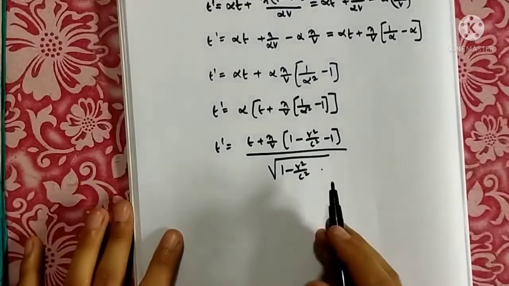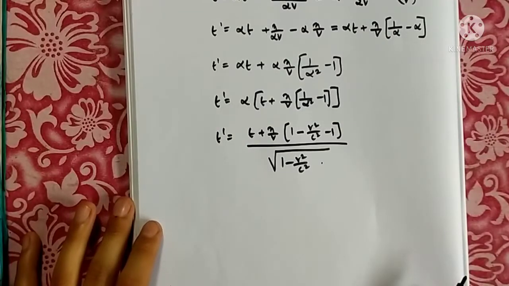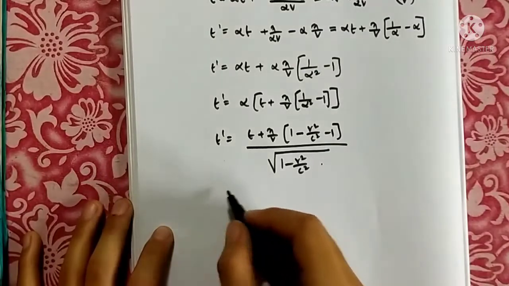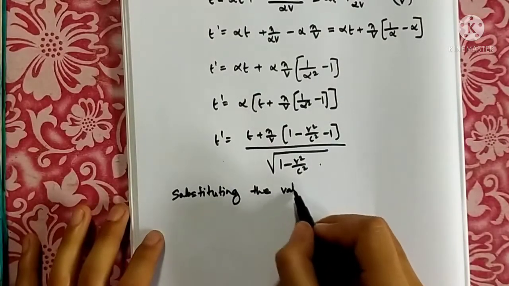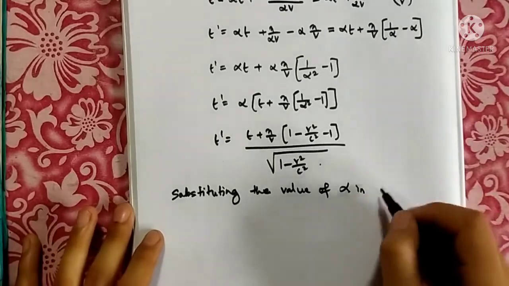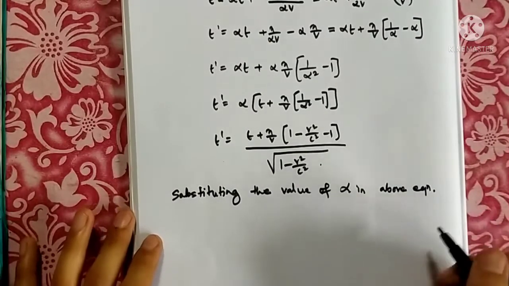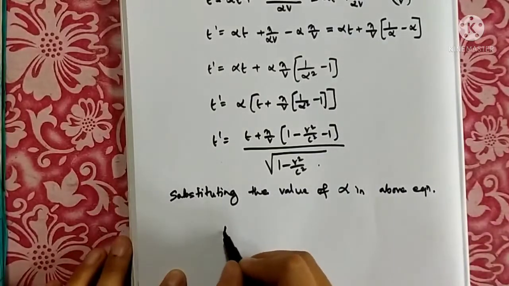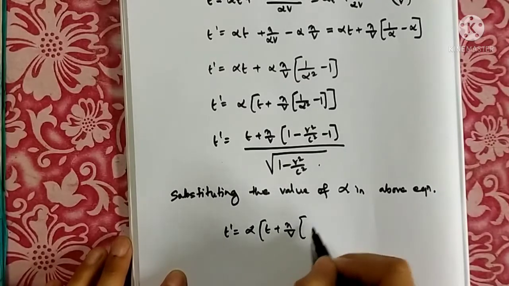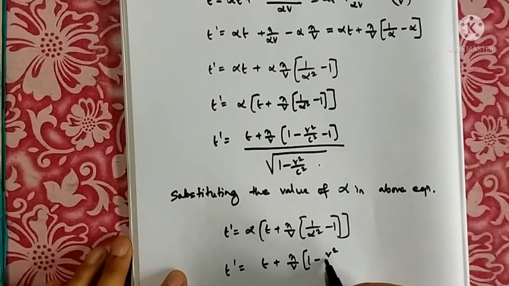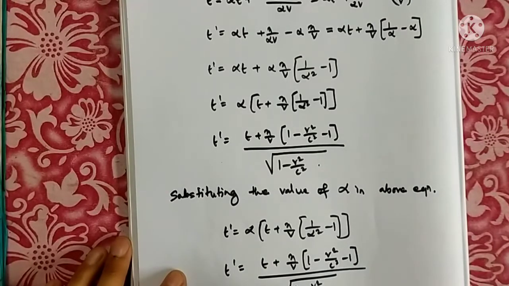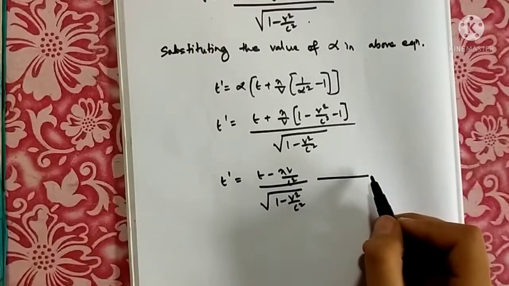Now substituting the value of alpha in the above equation, we get t prime equals alpha t plus x by v (1 by alpha square minus 1). t prime equals t plus x by v ((1 minus v square by c square) minus 1) by under root 1 minus v square by c square. t prime equals (t minus xv by c square) by under root 1 minus v square by c square, equation number 9.